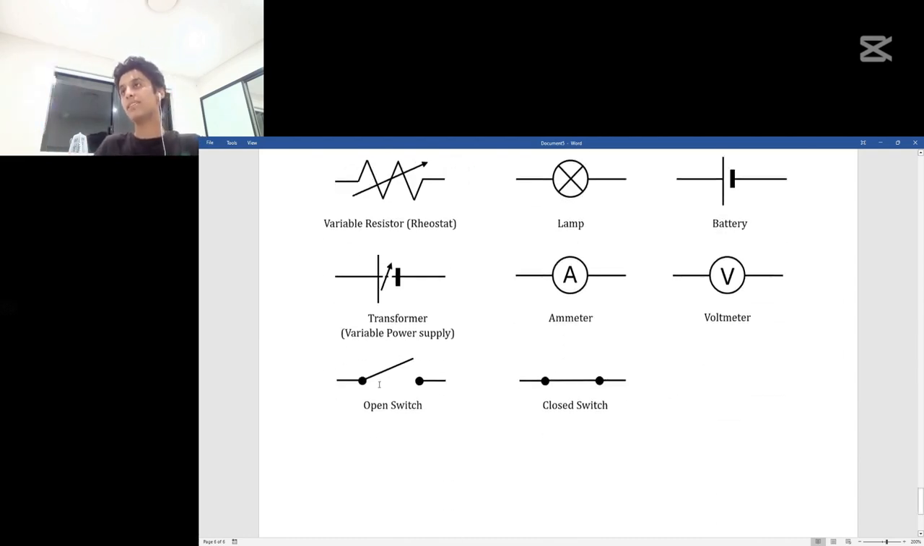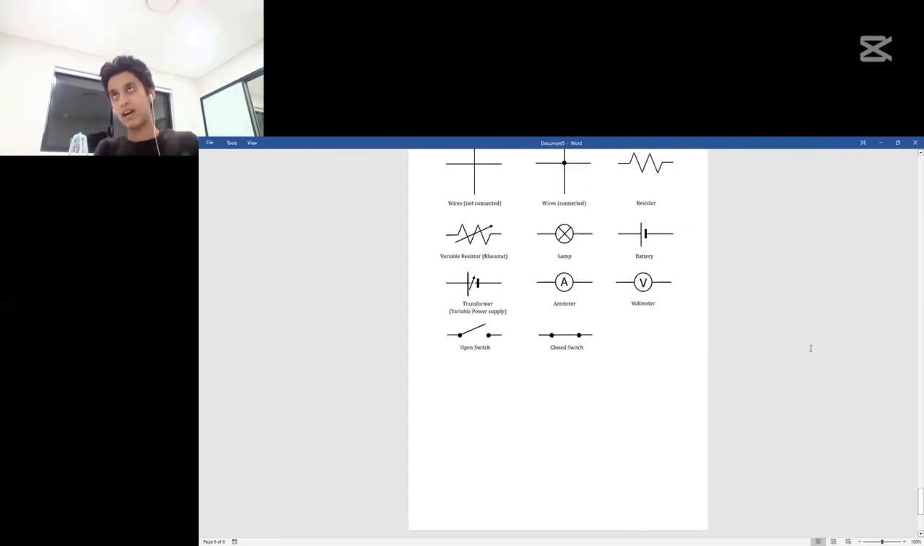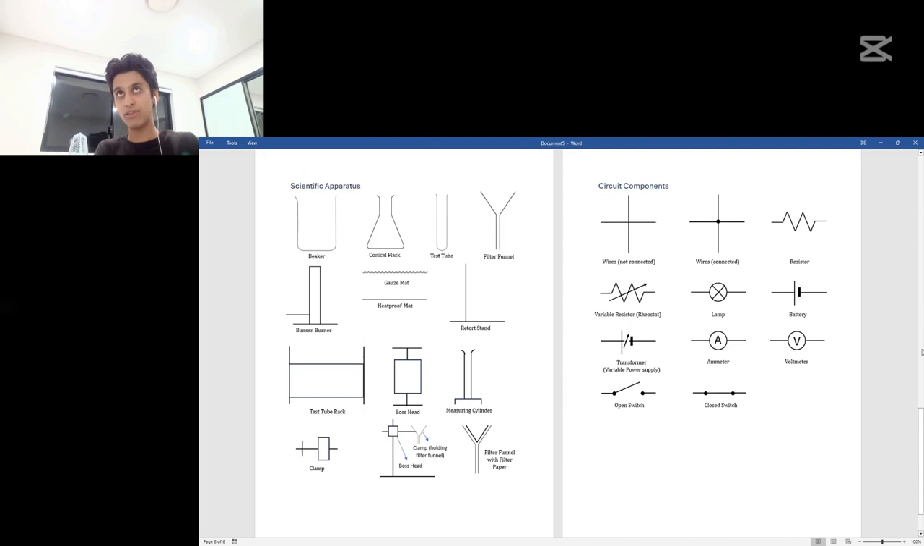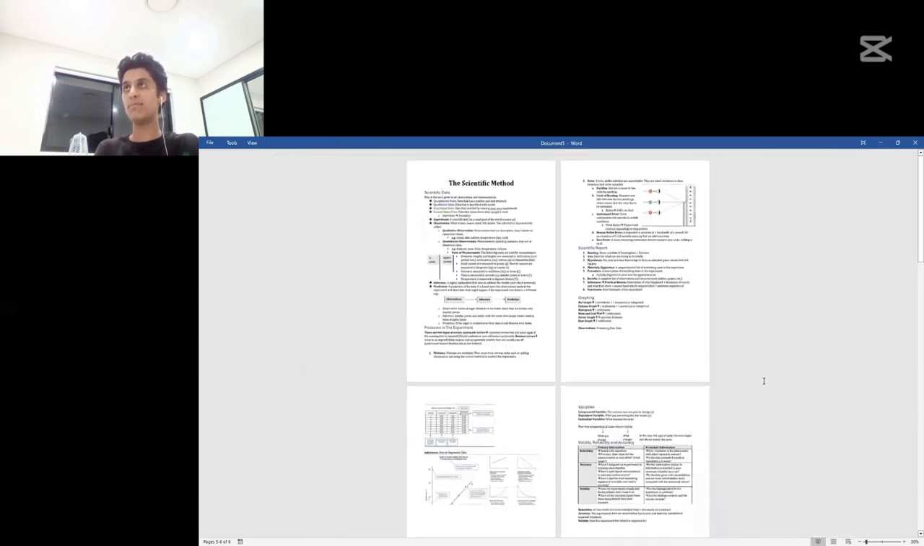This is a battery, this is a transformer, which is a variable power supply, a variable battery where you can change the voltage. This is an ammeter, it measures the current. This is a voltmeter, it measures the voltage. This is an open switch, no current is flowing through, and this is a closed switch, current is flowing through. There you go. I'll move my cursor to the side so you can take a screenshot of both of them. Take a screenshot and keep this close with you. So this is what the scientific method is all about.